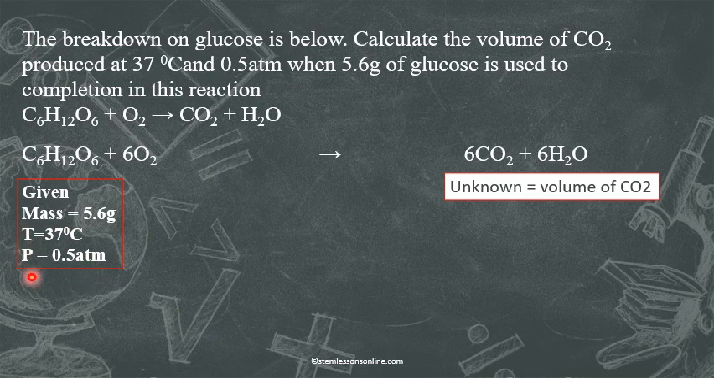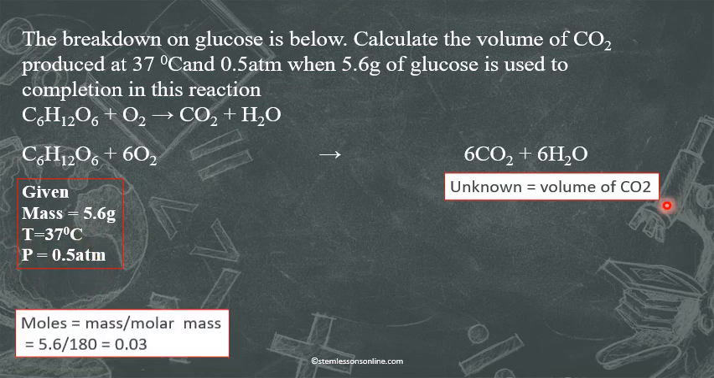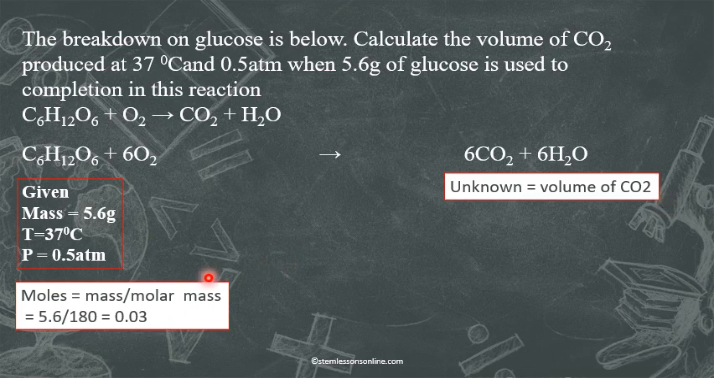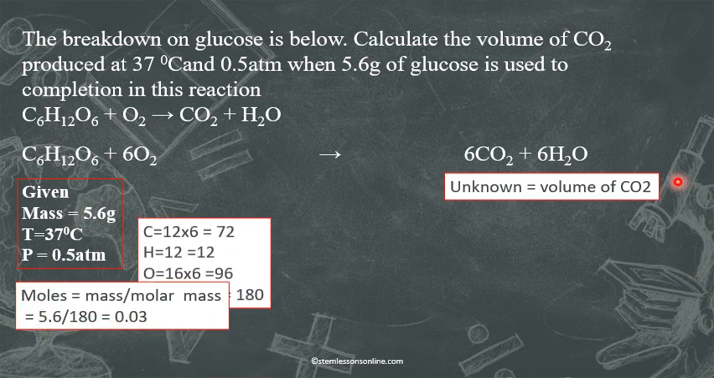We have to convert that one into Kelvin, and the pressure is 0.5 atm. So moles equal mass over molar mass. So 5.6 is given. So that's the first step. We converted that one into moles.